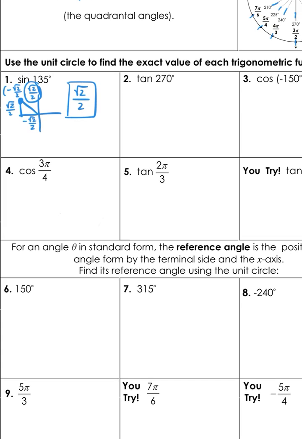The tangent of 270 comes straight down, so its coordinates, I go over 0 and up -1. And so tangent is the sine over the cosine, right? Because it's the y over x. And so I'm going to do -1 over 0, which when you try to put that in your calculator, you're going to get undefined.